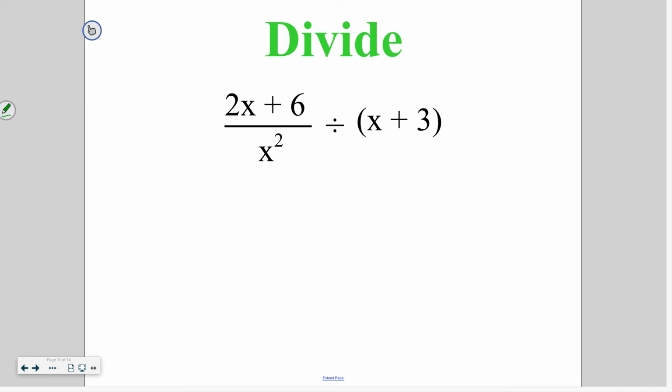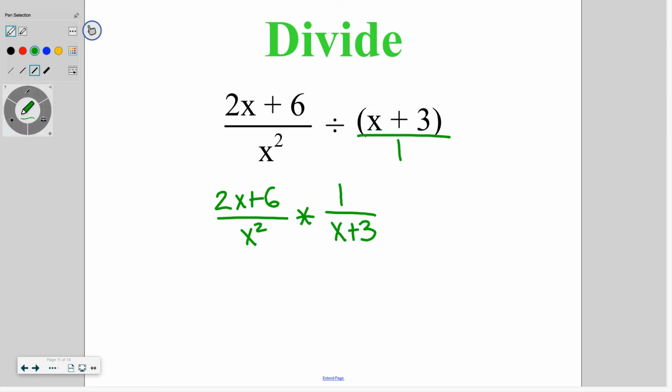One specific example you're going to want to pay attention to. When it is a single factor that you are dividing by, what this means is this is starting over 1. So you're going to still follow the procedure of keep, change, flip. So we're going to keep 2x plus 6 over x squared. Change the division to multiplication, and then flip this to 1 over x plus 3.